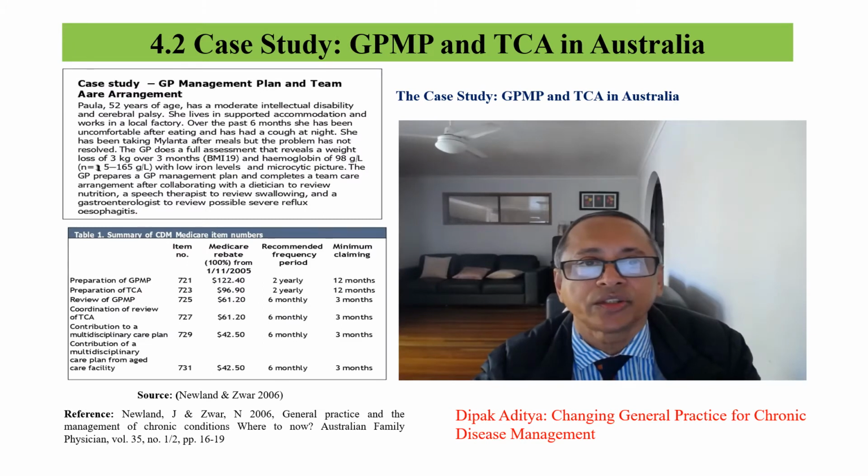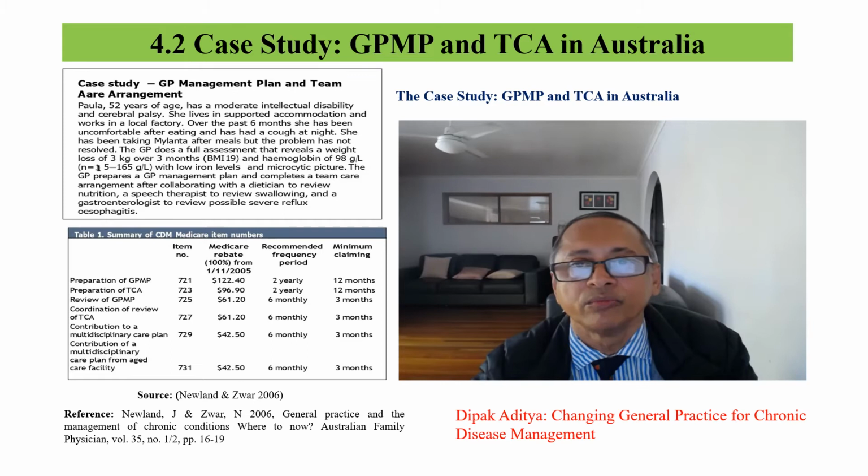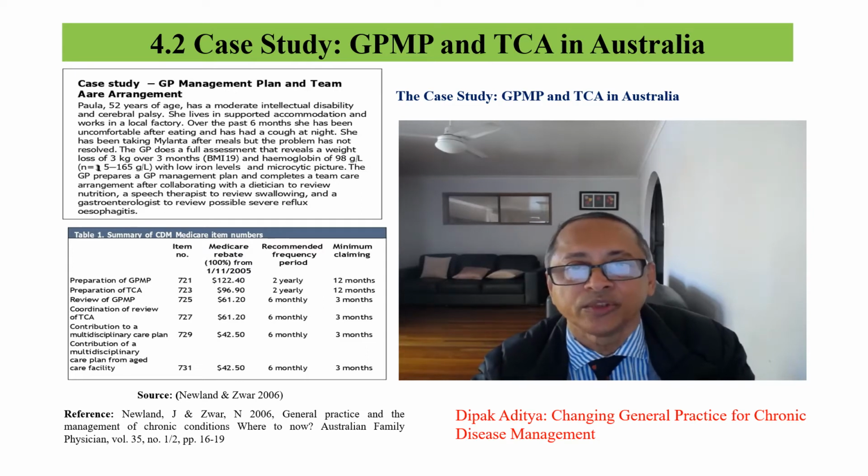Here is a case study of GPMP and TCA. The management plan includes Medicare items. A practitioner prepares a GP management plan and completes a team care arrangement after consulting with dietitians, nutrition specialists, speech therapists, and gastro specialists. Chronic disease management plans are usually multiple pages, including the list of medications.